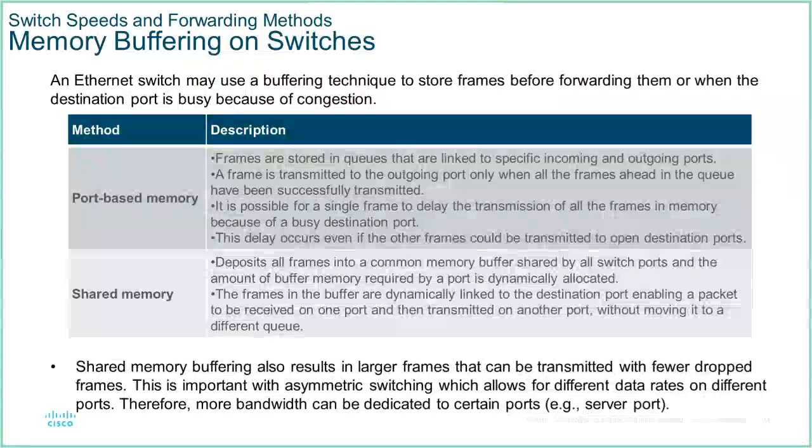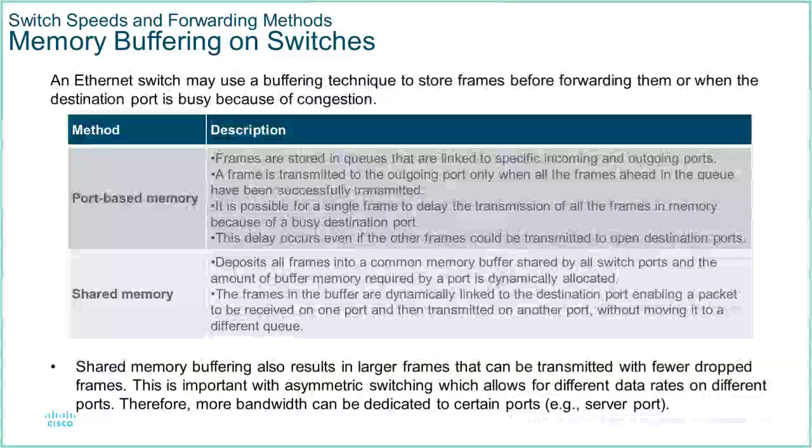So, memory buffering, we have two sorts. We have port-based memory allocation, which means every port gets a fixed amount of buffer space for that port and that port only. And then you have shared memory where all the ports use the entire allocation of the buffer on a first in, first out basis.